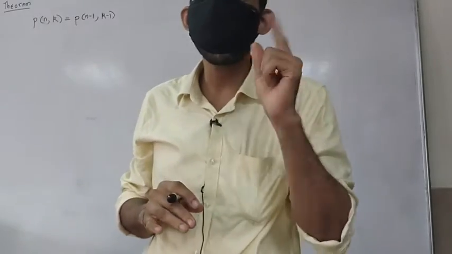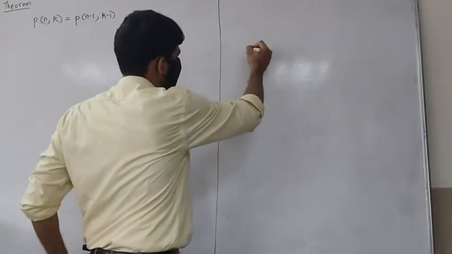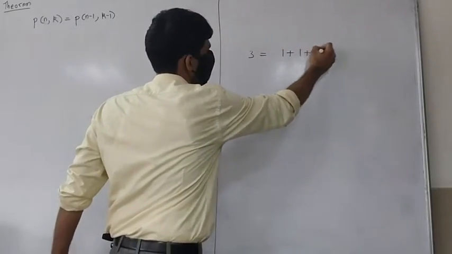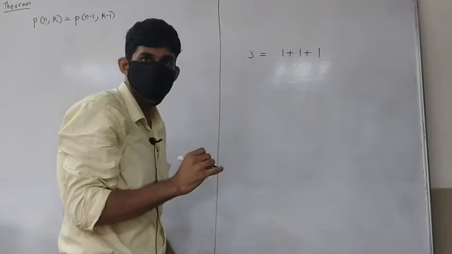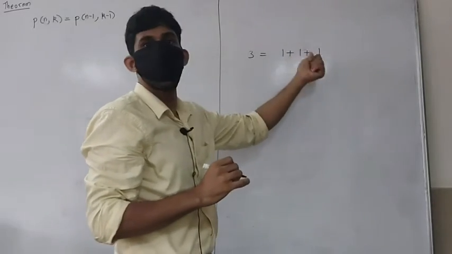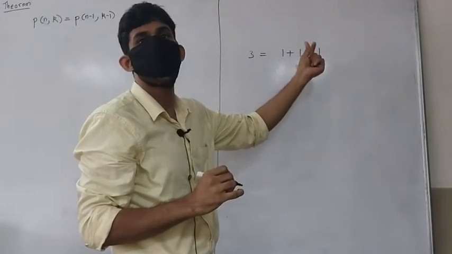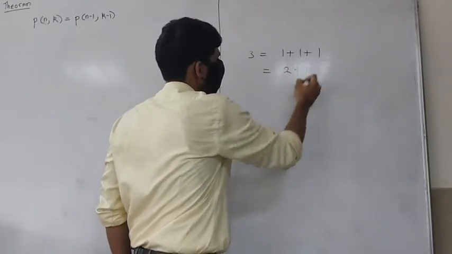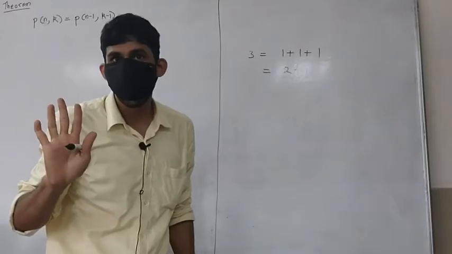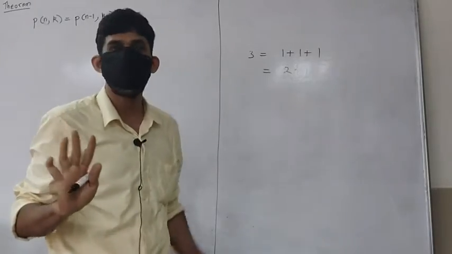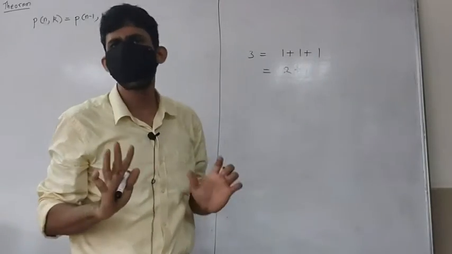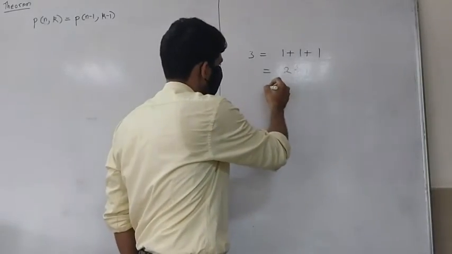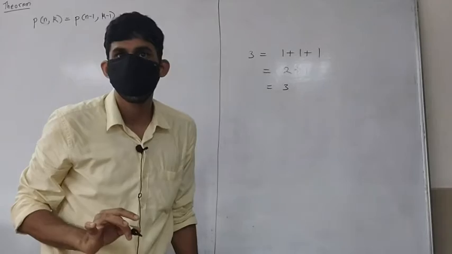See, what is a partition of n? Partitions of 3 are 1 plus 1 plus 1, this is a partition. Then I have 2 plus 1. I want 2 plus 1 and 1 plus 2 to be the same thing, so I keep them either in increasing order or decreasing order. And the other one is 3. So here you have 3.